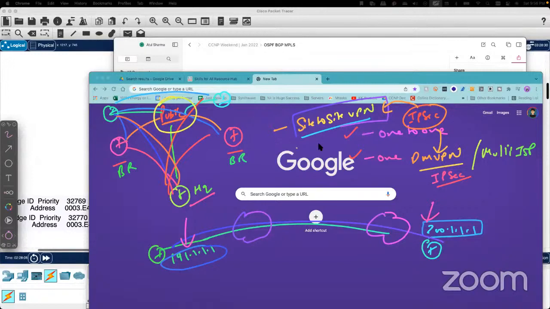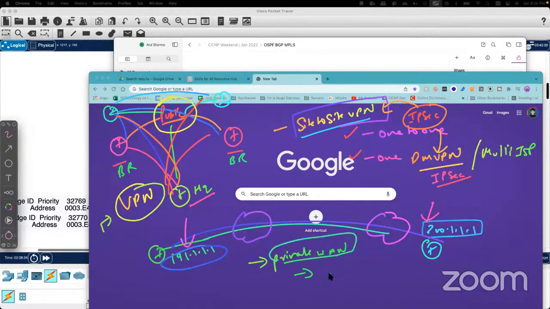But these are all public VPNs. These are called VPNs which are used for connecting your locations with each other, but this is on the public WAN. When it comes to your private WAN, it is basically a service provided by an ISP, like MPLS. In this, you will not connect with the internet.